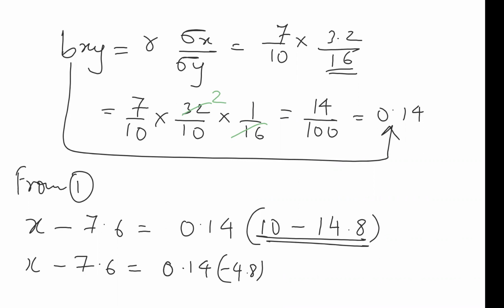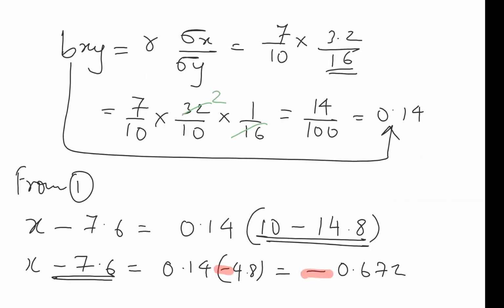So 0.14 into 4.8, that calculation you need to do. Be very clear in your calculations. 0.14 into 4.8 you need to calculate manually. So this will be negative 0.672. Negative sign is due to this sign. So x minus 7.6 is equal to negative 0.672.